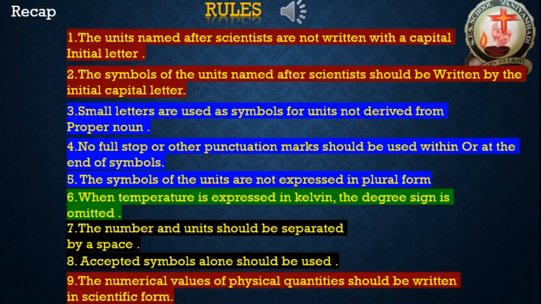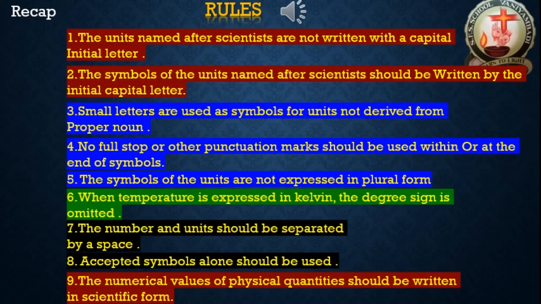What we have learned in previous class, I would like to revise once. So, what was our previous class? Rules. The first point in rules, what I have explained in previous class: the units named after scientists are not written with a capital initial letter. This is the first rule. And next one is the symbols of the units named after scientists should be written with an initial capital letter. And third point is small letters are used as symbols for units not derived from a proper noun.